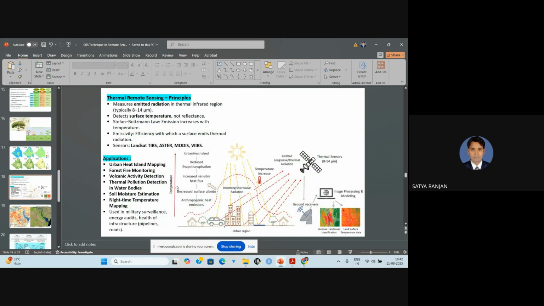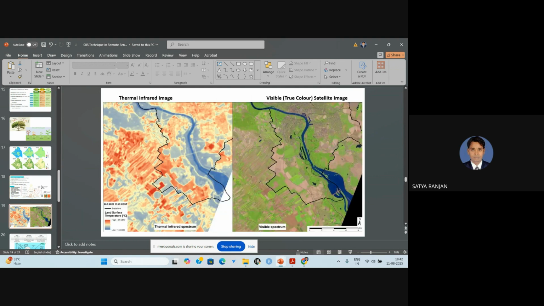Then thermal is basically for urban heat island mapping, forest fire mapping, and soil moisture estimation. Basically for surface temperature analysis, we use thermal remote sensing. Landsat TIR, ASTER, MODIS, and VIIRS are the sensors which are used for thermal remote sensing.